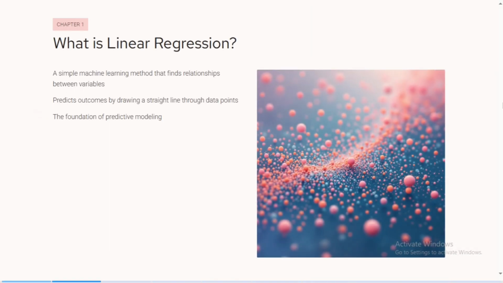Let's start with the most basic question. What is linear regression? Linear regression is a machine learning technique used to find a relationship between two variables. One variable is something we already know, called the input. The other is something we want to predict, called the output. For example, study hours is the input, exam marks will be the output.